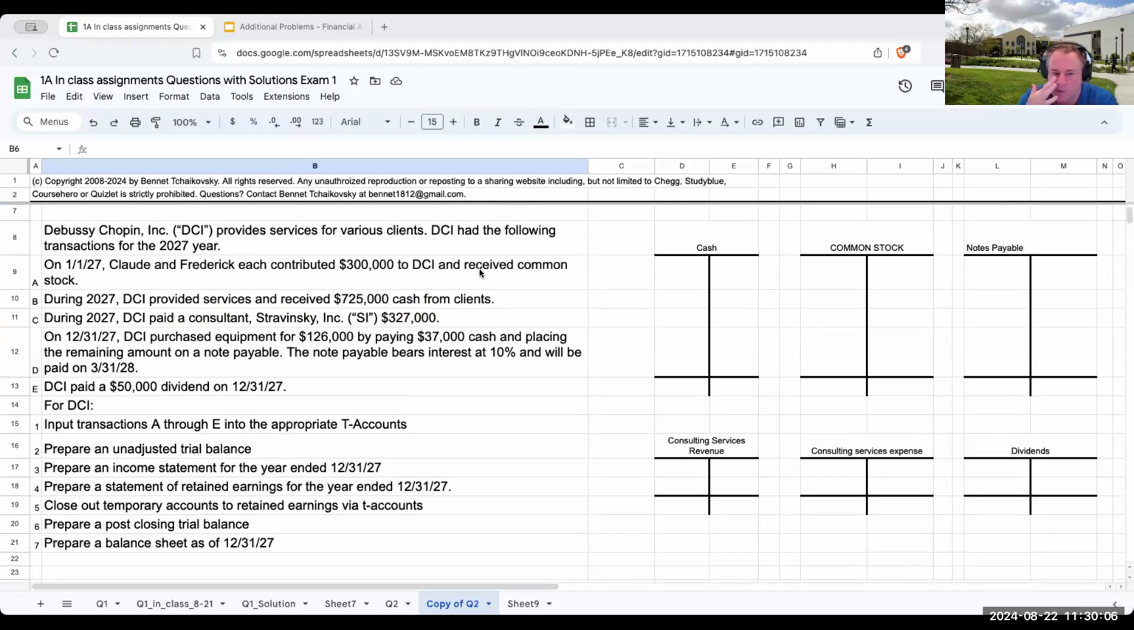So we've got on 1/1/27, Claude and Frederick each contributed $300,000 to DCI and received common stock. During 2027, they provided services and received $725,000 cash from clients. We paid a consultant, Stravinsky, $327,000. And then we purchased, at the very end of the year, equipment for 126 by paying $37,000 cash and placing the remaining amount on a note payable. Gives us some information about the note payable, and then we had a dividend. So first step over here, input the transactions into the T accounts.